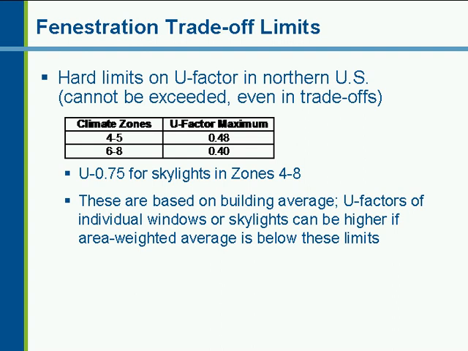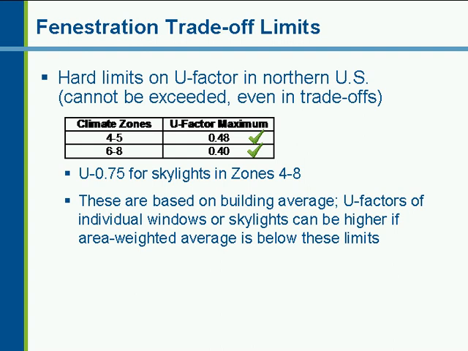And the table here shows the absolute maximum U-factor allowed in climate zones 4 and 5 is 0.48. Zones 6 through 8 is 0.4. Now the prescriptive requirement for those zones is 0.35. If you wanted to have it higher than 0.35, you're going to have to beef up another part of the building regardless. But regardless of how much you improve the walls and the ceiling and the floor, you cannot have a U-factor that's worse than 0.48 in zones 4 and 5.